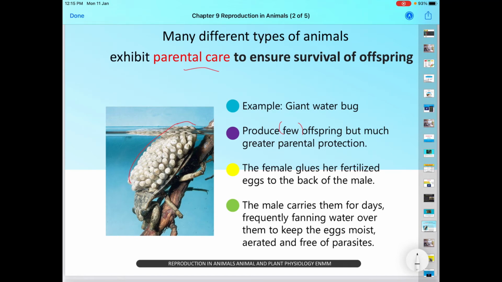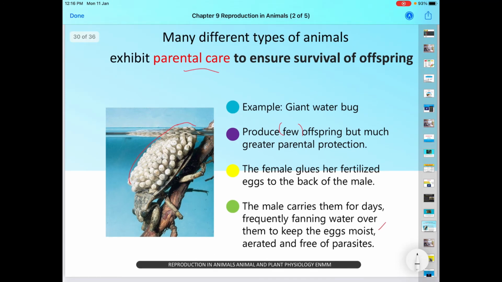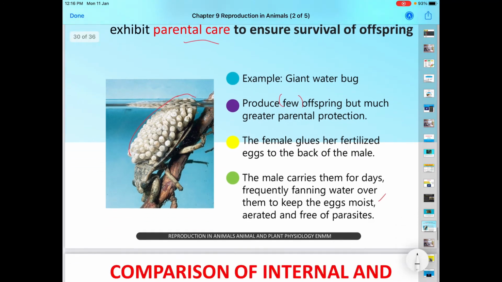So normally the male will go into the water to make sure that the eggs have water moving over them to keep the eggs moist, aerated and free of parasites. So this is one example of parental care.